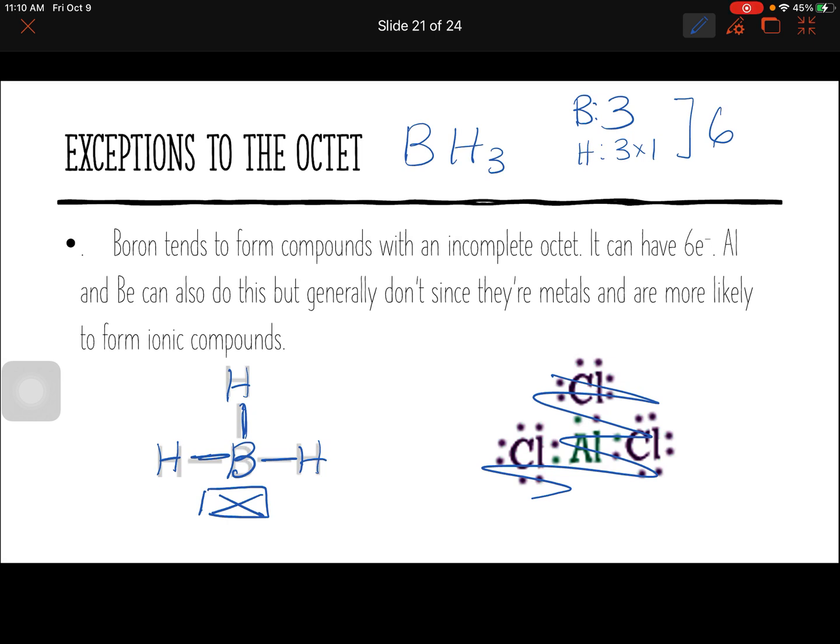Boron is really the only one you would see that goes under. Beryllium can, but beryllium's a metal, so it's usually going to bond ionically. And you wouldn't draw that like this. So really, just that one.